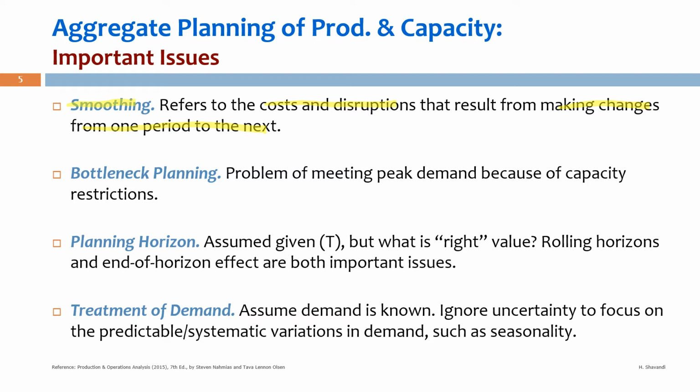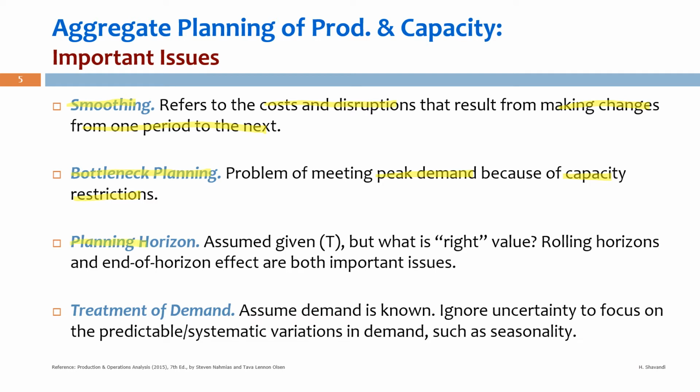The second issue here is bottleneck planning. Because of capacity restrictions, if we have a period with peak demand, I mean demand is not uniform over the periods, so we have one period that has the highest demand during the planning horizon, that will be the peak demand, right? And because of the capacity restrictions, that period will be our bottleneck. Okay, so we'll see how we can deal with this issue in aggregate planning.